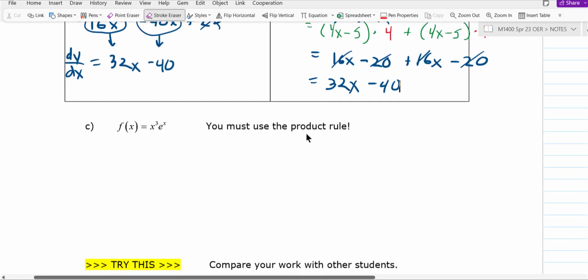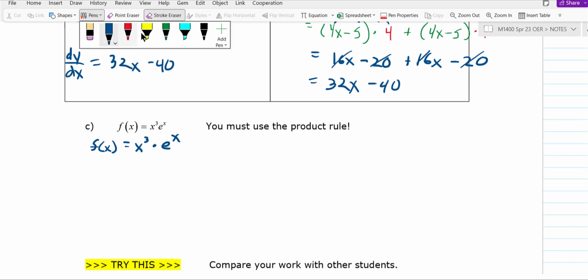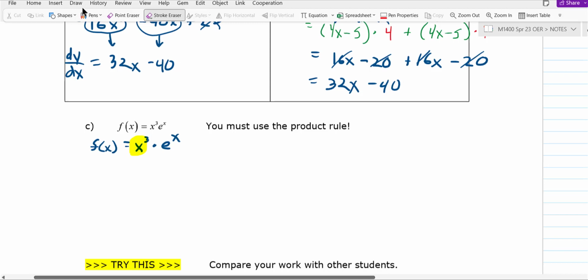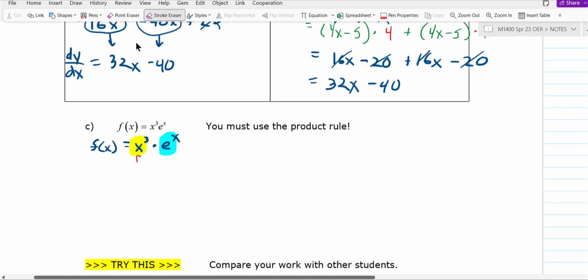Okay, so the next example is one that you don't have any choice but to use the product rule. So what you really have on this is your first is going to be x to the third, and your second is going to be e to the x. So you can't multiply that out. There's nothing you can do. That's as simple as that thing can possibly be. So I'm just going to label this as the first, and that is the second.